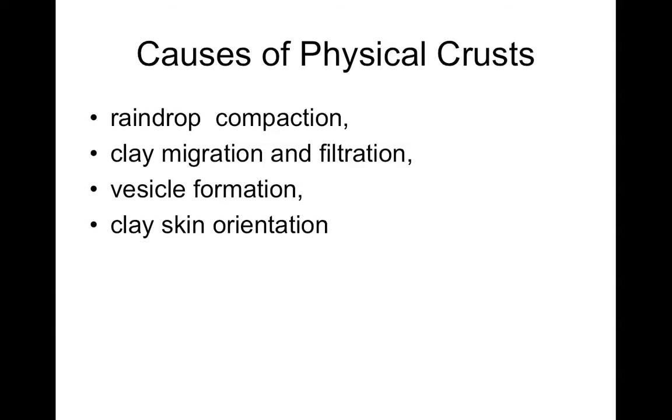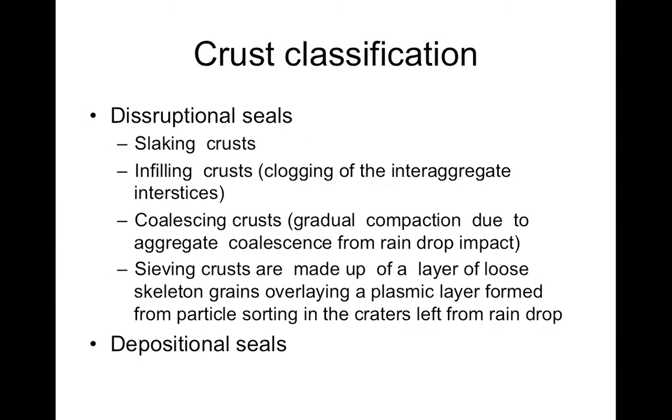Right, so that was biological soil crust. What about physical soil crusts? They are caused by raindrop impact. They are caused by migration of clay particles and filtration of those in soil, vesicle formation, and clay skin orientation. I'll give you a guide as to what some of those things are right now. We can classify physical crusts into a bunch of different things, and the most common are disruptional seals and depositional seals. I'll show you what those are.